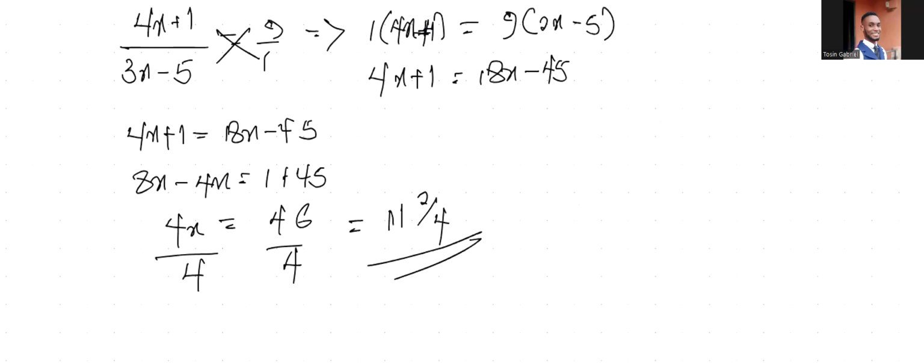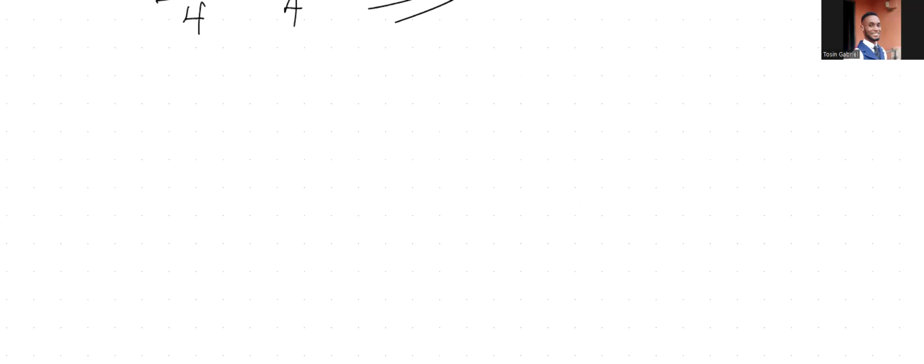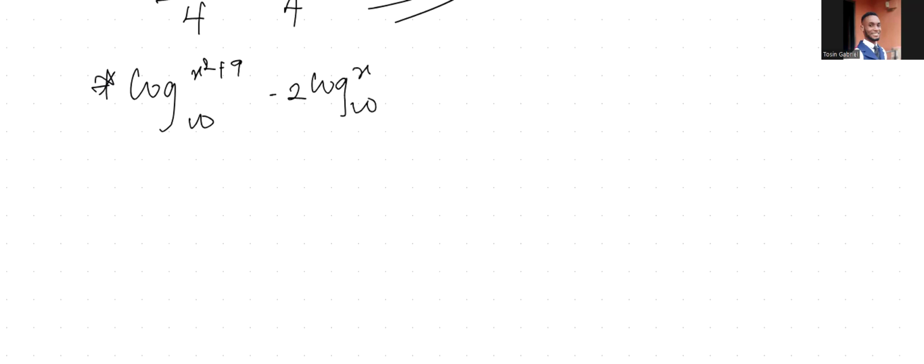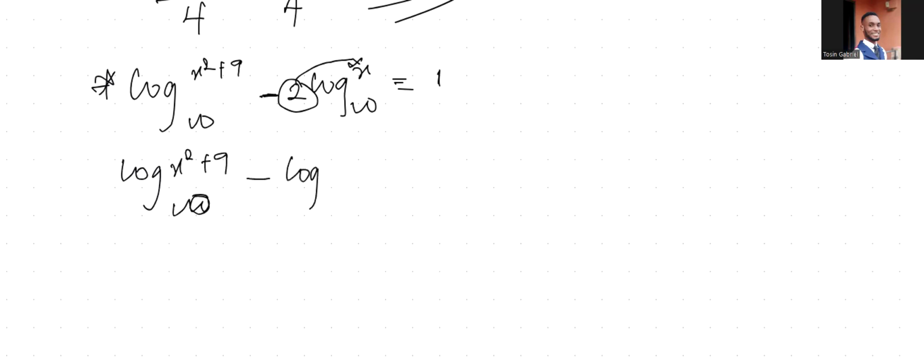Okay, that's interesting. Let's take another example. This one is going to lead us to a quadratic equation. Now, when you have log of x squared plus 9 in base 10 minus 2 log x in base 10, which is equal to 1. First things first, this 2, you have to shift it to this point as a power. So you're going to have log of x squared plus 9 in base 10 minus log of x squared in base 10, which is equal to 1.